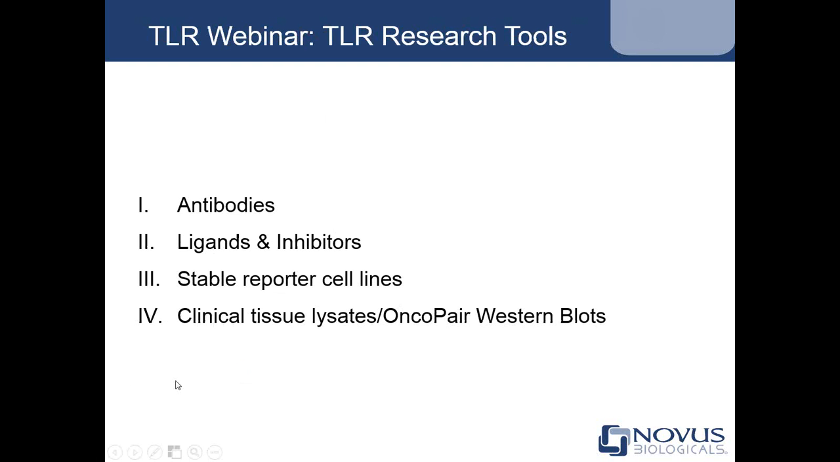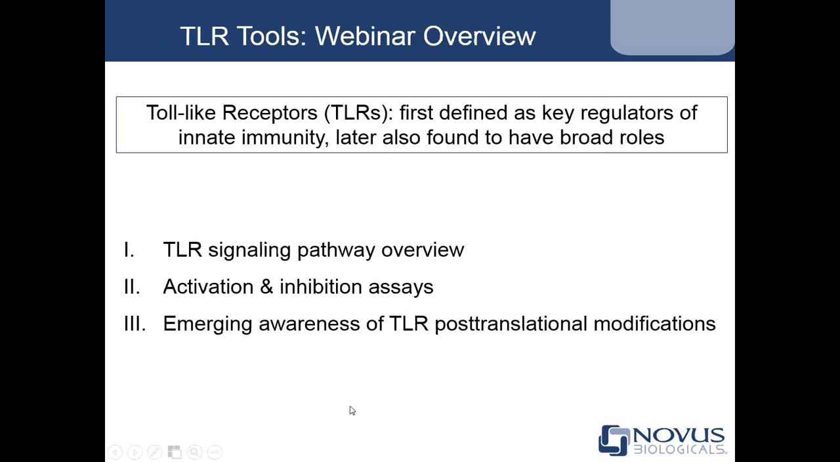Some of the tools that I'm going to talk about today include TLR antibodies as well as TLR pathway antibodies, ligands for activating TLRs, inhibitors for inhibiting the pathway, stable reporter cell lines to study the mechanisms of TLR activation and inhibitors, as well as clinical tissue lysates from patient donors that have different types of cancers.